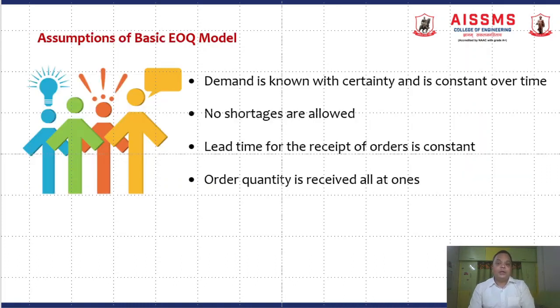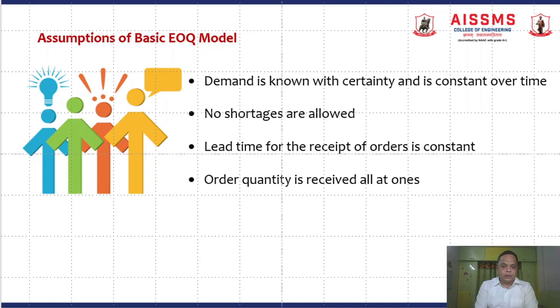The first assumption is that demand is known with certainty and is going to be constant over the period of time. But in an actual scenario, this never happens. Demand is always fluctuating; it depends on the market. But what we are considering here is that the continuous process is going on, and demand is known and is going to remain constant.